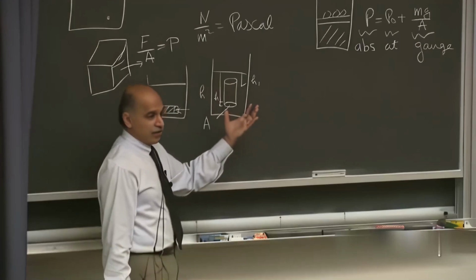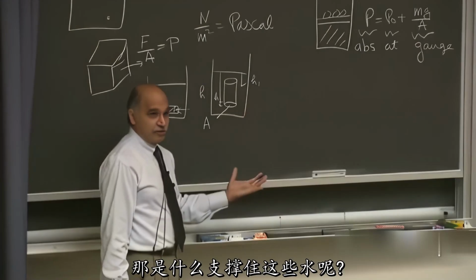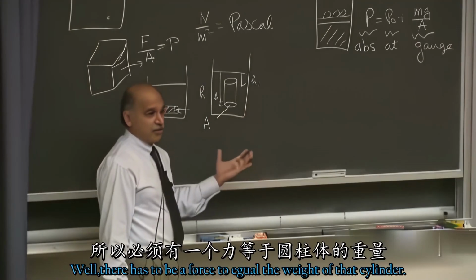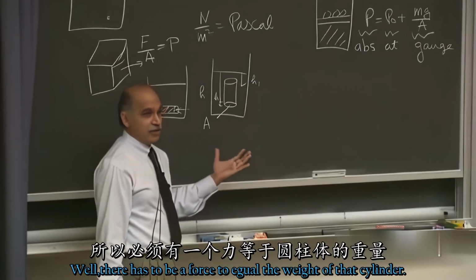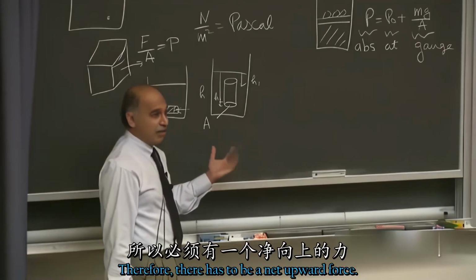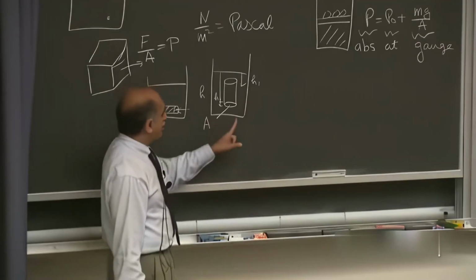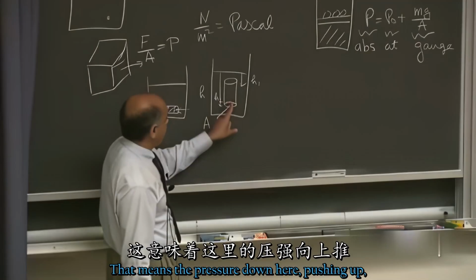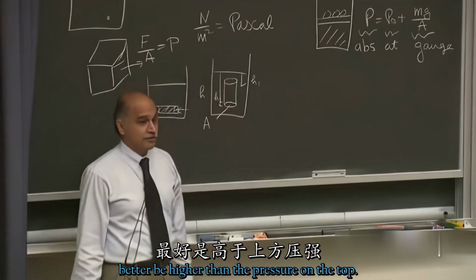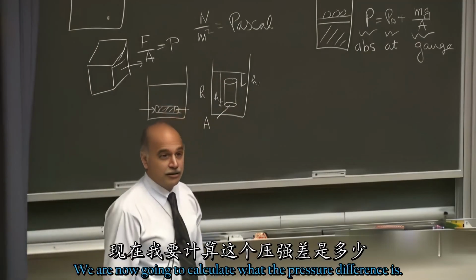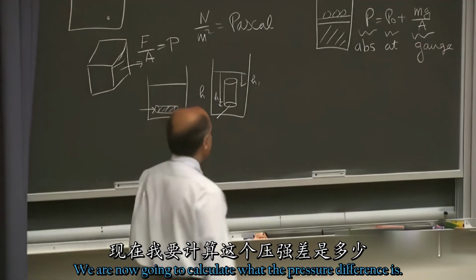You can ask then, what's keeping the cylinder of water from falling down? Well, there has to be a force to equal the weight of that cylinder. Therefore, there has to be a net upward force. That means the pressure down here, pushing up, better be higher than the pressure on the top. We're now going to calculate what the pressure difference is.